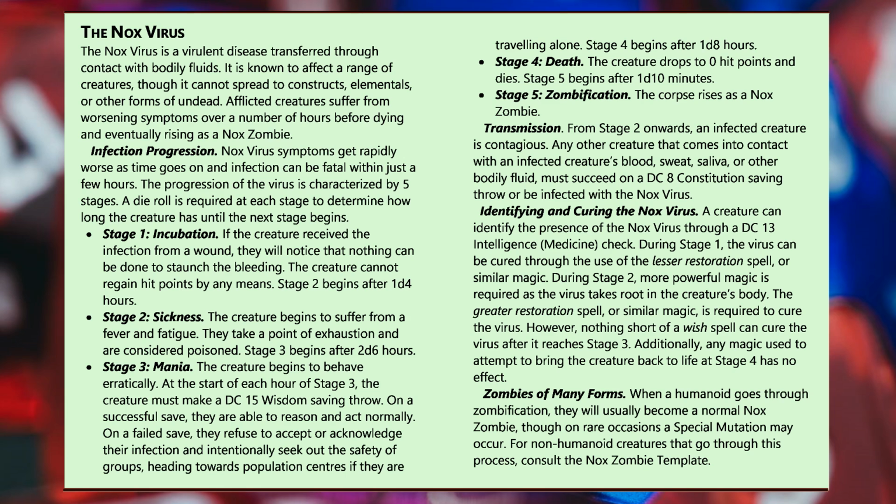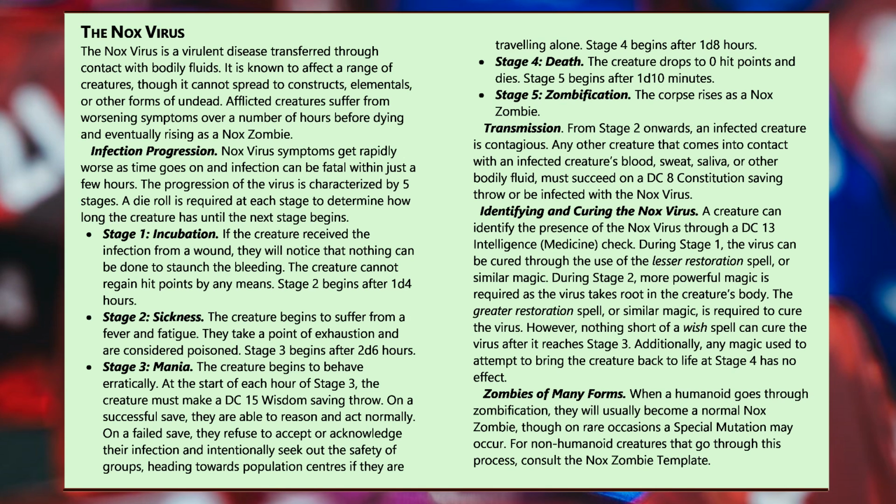So this is what I have, and the disease progresses in stages. I'll read this through as is. The Nox virus is a virulent disease transferred through contact with bodily fluids. It is known to affect a range of creatures, though it cannot spread to constructs, elementals, or other forms of undead. Afflicted creatures suffer from worsening symptoms over a number of hours before dying and eventually rising as a Nox zombie.